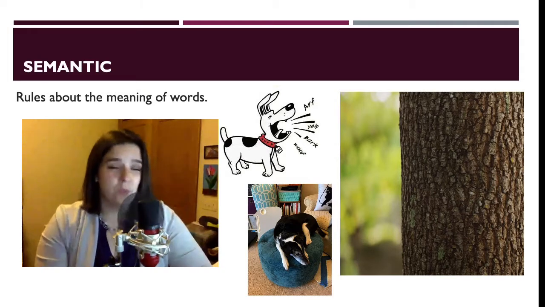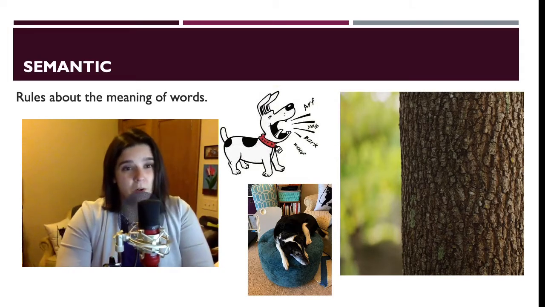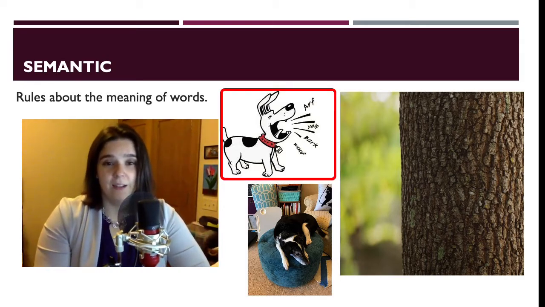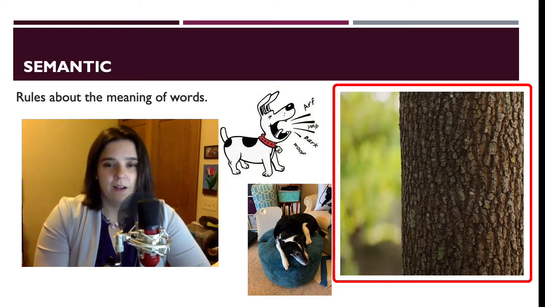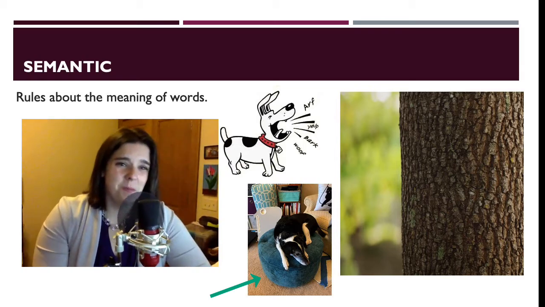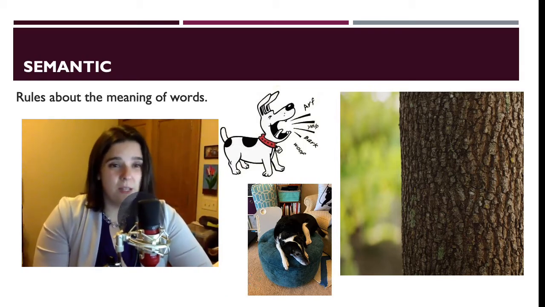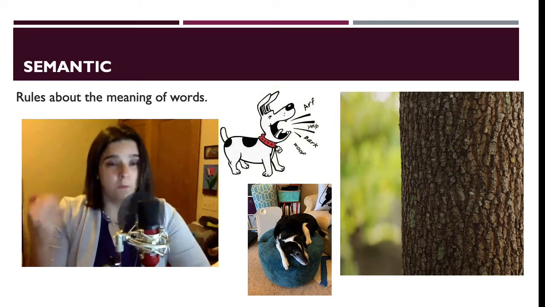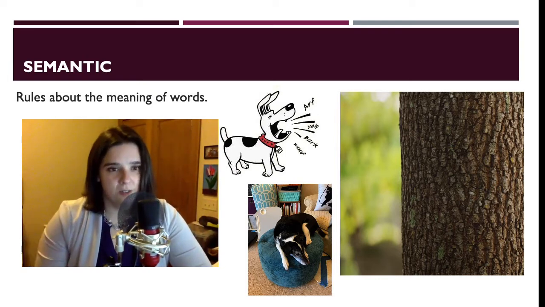Semantic rules are rules about the meaning of words. So here we have bark and bark. This right here is just a picture of Mo, and he's in there because he's a good boy and he's kind of cute. But when we're talking about the meaning of words, we're talking about the word bark, we need to use the word bark in a way that our audience understands.